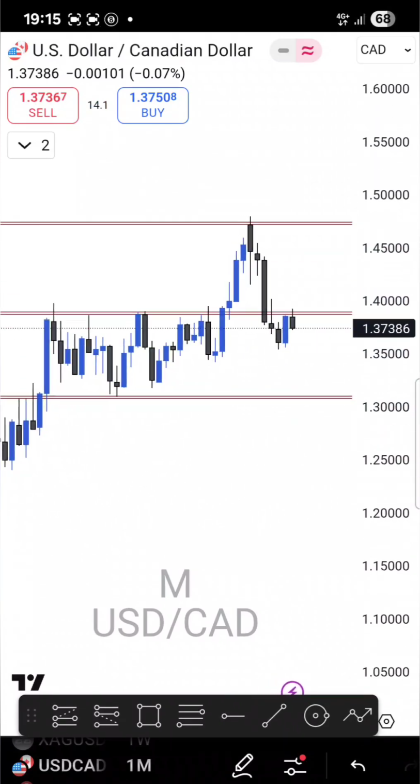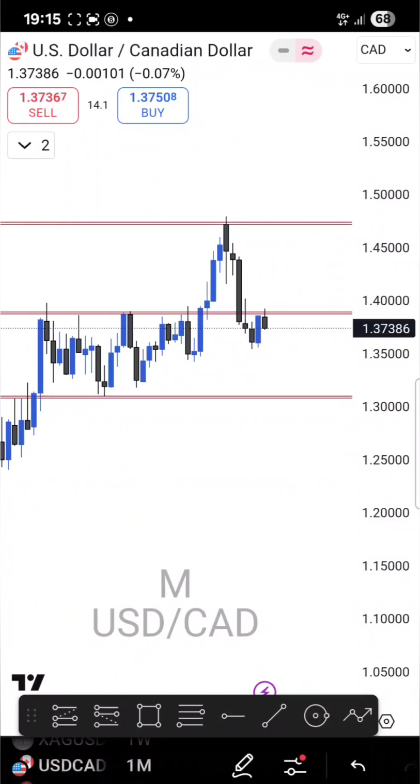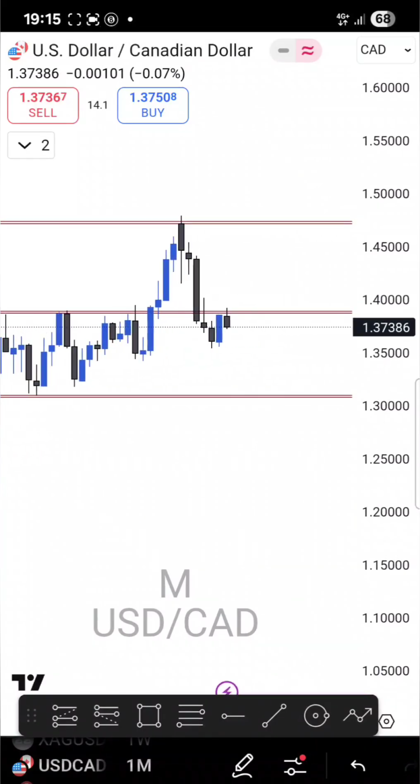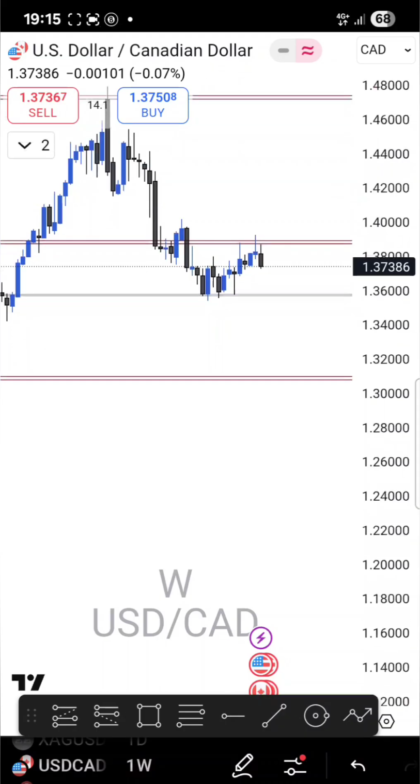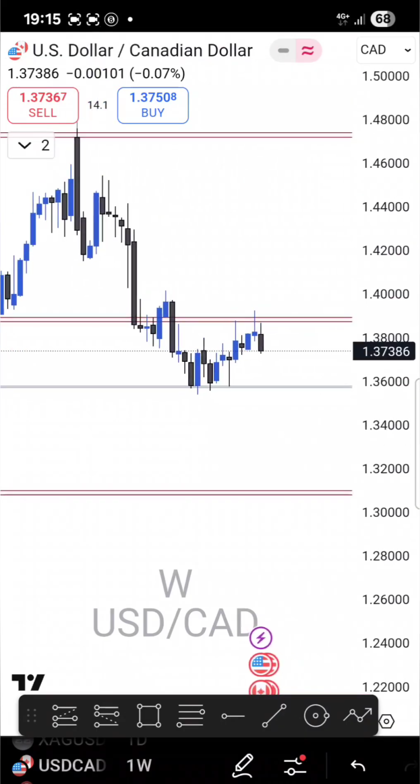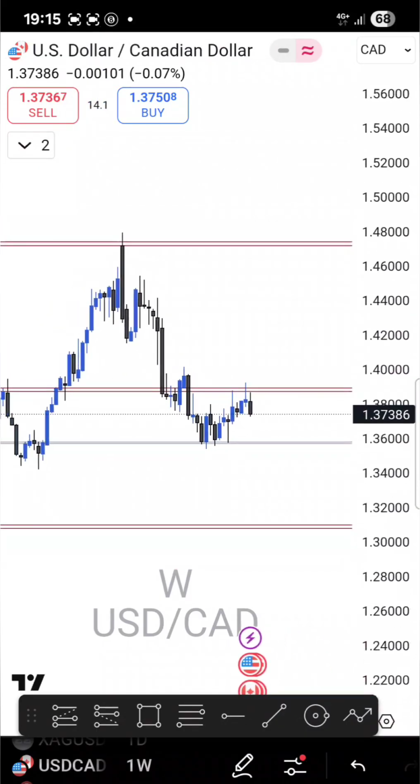How am I going to be getting my sell opportunity on USD CAD? Sorry, I keep saying NZD/USD. On USD CAD, how am I going to be getting my opportunities? Just scale down to the weekly time frame. So on a weekly time frame, I'm seeing very, very interesting price action.